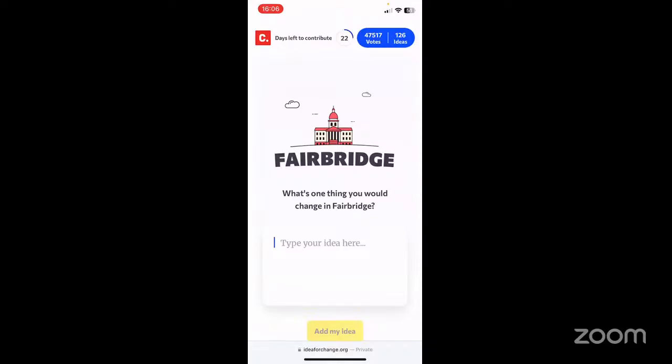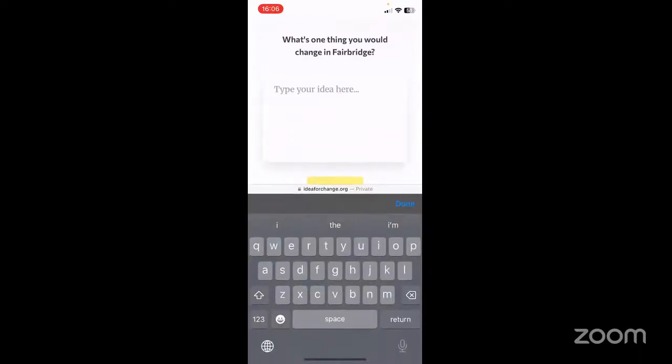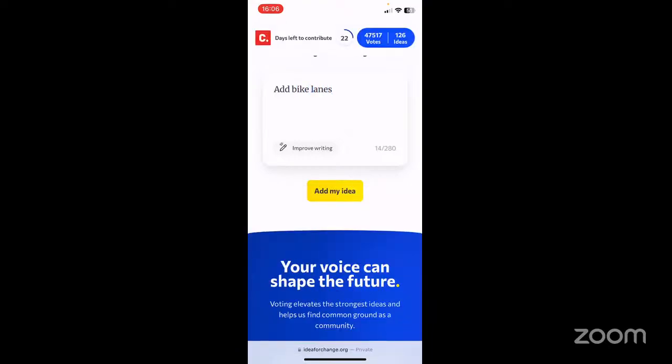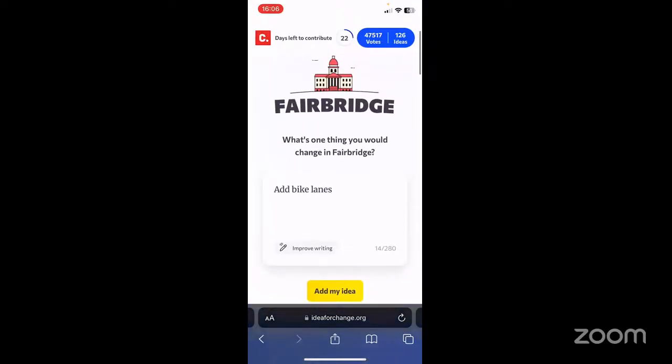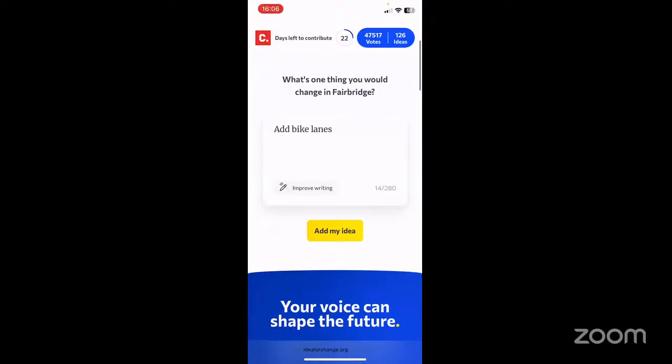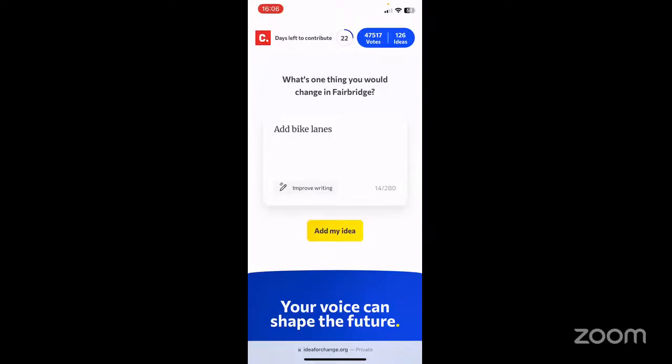If you were to just start typing there, I know you noticed that the options to improve writing were there. You mentioned that these options were confusing, and I was wondering if there was anything else that you thought might help you write your ideas faster or more confidently.